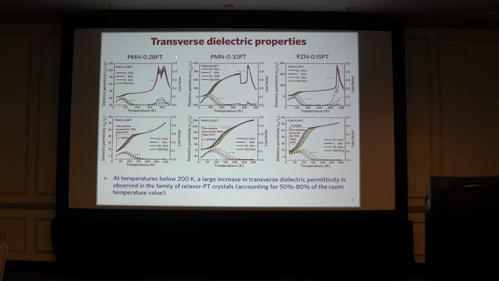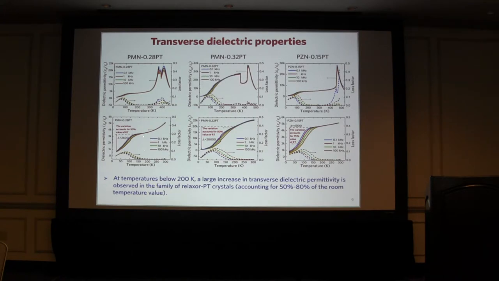We can see that at high temperature, it looks like a normal ferroelectric. We cannot find the frequency dependence of the dielectric permittivity. But at temperatures below 150 Kelvin, you can see there is a large variation of dielectric permittivity, which is about 50 to 80% of the room temperature property.